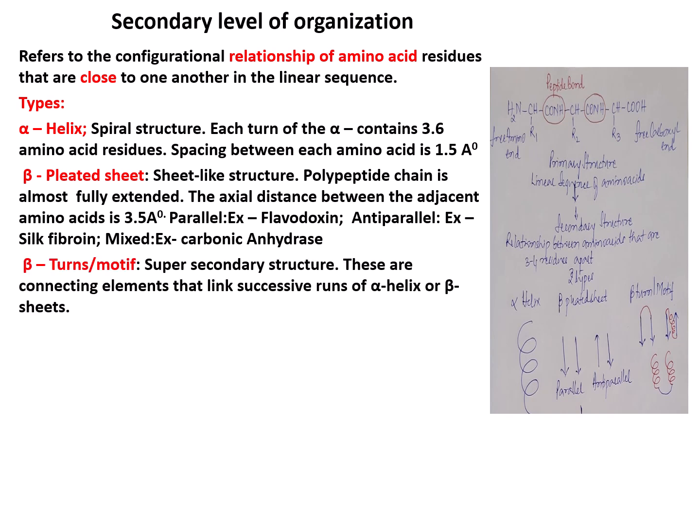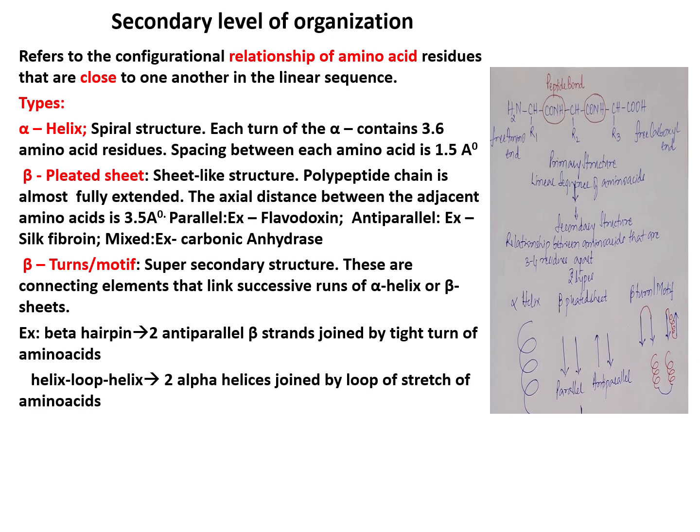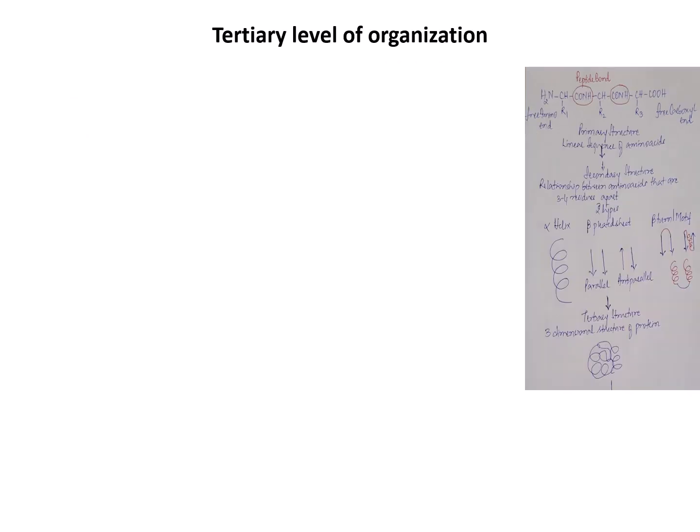The next type is the beta turns or motifs. These are super secondary structures, and they usually provide linking between the alpha helix or the beta pleated sheet. Examples: beta hairpin, where two antiparallel beta strands are joined by a tight turn of amino acids; helix loop helix, where two alpha helices are joined by a loop or stretch of amino acids; and zinc finger motifs, mainly seen in DNA binding proteins, where two beta strands are linked to an alpha helix.